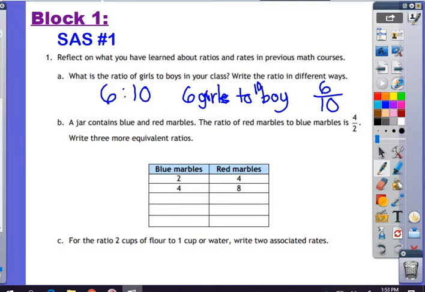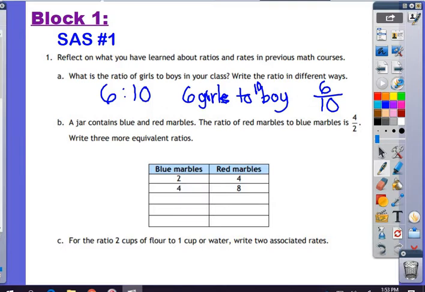Well, 100 miles per 2 hours, that's a ratio. What is its rate? What could I reduce that to? 50 miles per 1 hour. That's its rate because it was reduced down to 1 item. So a rate reduces down to 1 item. So it says 2 cups of flour to 1 cup of water. Or it's supposed to say of, it says or.